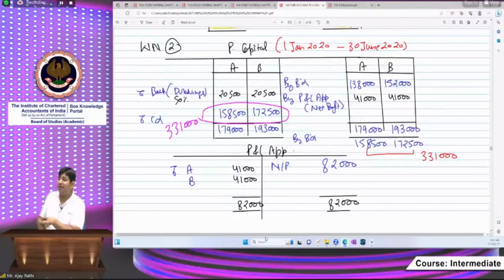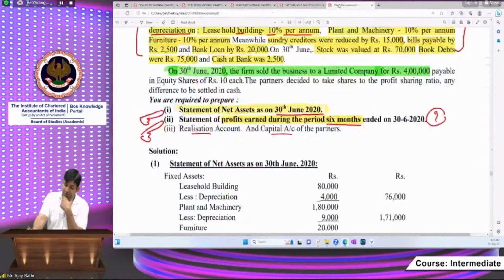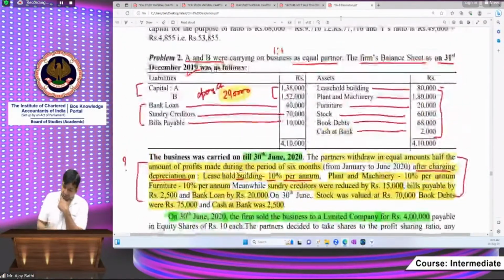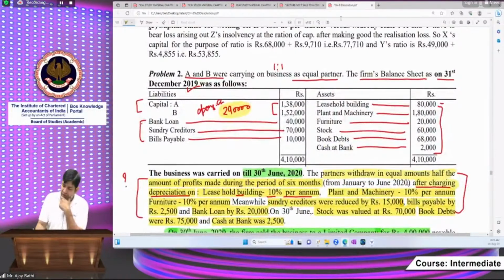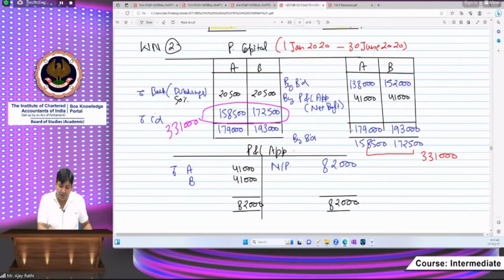Number one, partners' capital account balances. In the starting, we have the partners' capital balance. Please see, 1,38,000 is there, and 1,52,000 is there. So please put your working note. 1,38,000 is there, 1,52,000 is there.